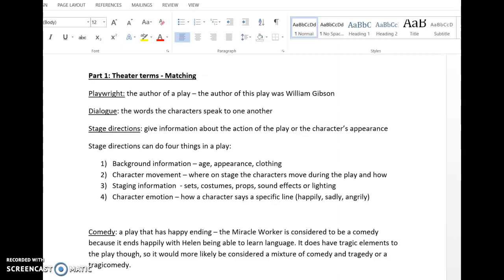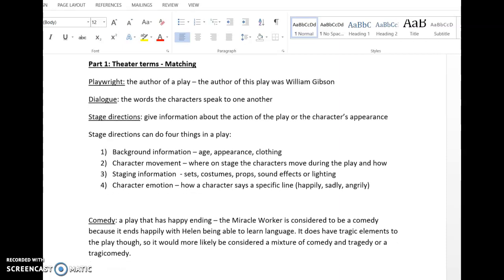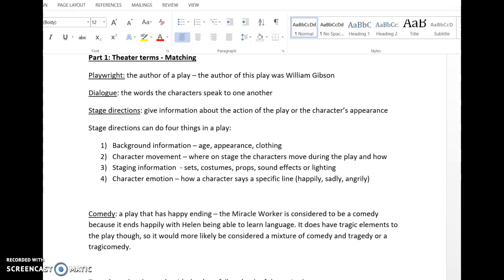Okay? Comedy, definition of a comedy. A play that has a happy ending is the definition of a comedy. So that'll be the matching term. And then for a multiple choice question later, The Miracle Worker, what type of play is it? It's considered to be a comedy because it ends happily with Helen being able to learn language. It does have some tragic elements to it, though, so it would probably be considered a mixture of comedy and tragedy, and they call those types of plays a tragic comedy if they've got elements of both.